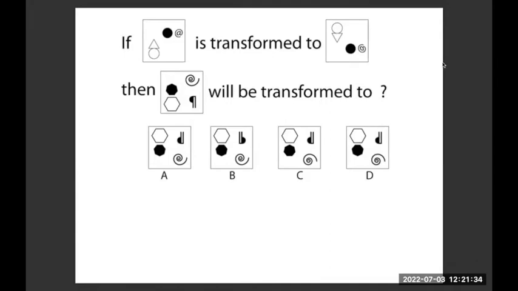Okay, what is happening in the first part? If this transforms to this, what is happening? Let me know. It's a very simple rule. You can see there's a mirror image happening, and in the mirror image they are flipped. You can say mirror or flipped, either of it.